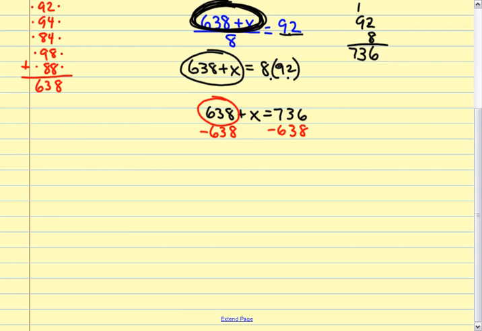And that's going to leave, these two will cancel out. That leaves me with x is equal to, I need to borrow from my 3, it becomes a 2. 16 minus 8 is 8. Now I need to borrow from my 7, it becomes a 6, and that 2 becomes a 12. 12 minus 3 is 9. And then 6 minus 6 is just 0. So that means that I need to make a 98 on my last test so that I make an A in the class. All right?